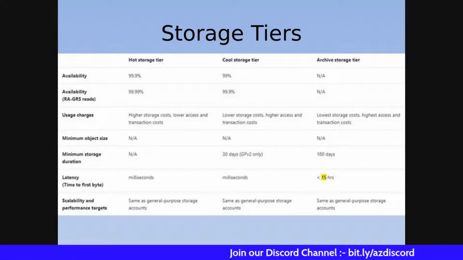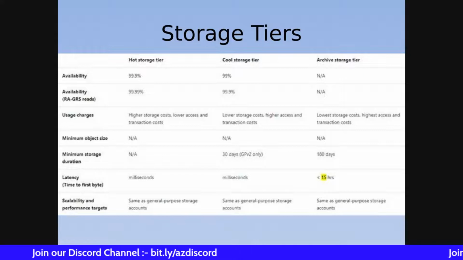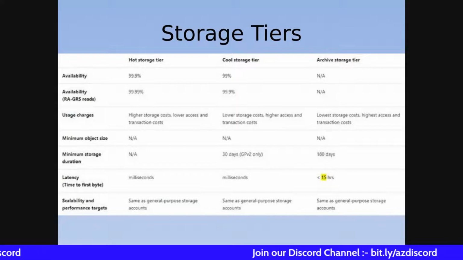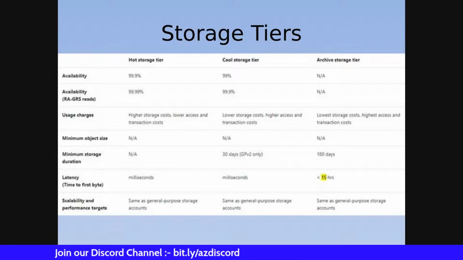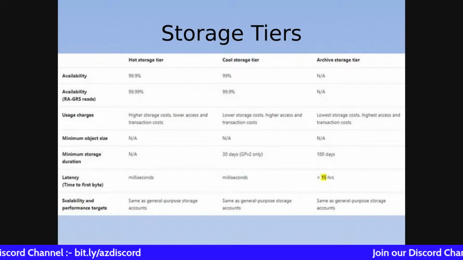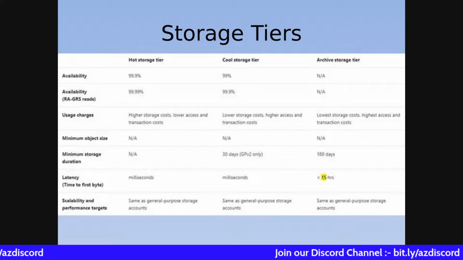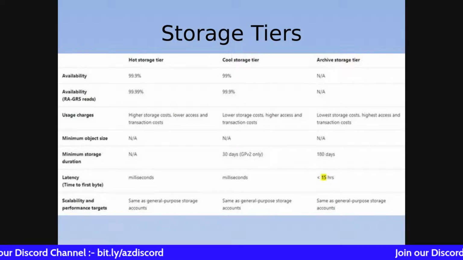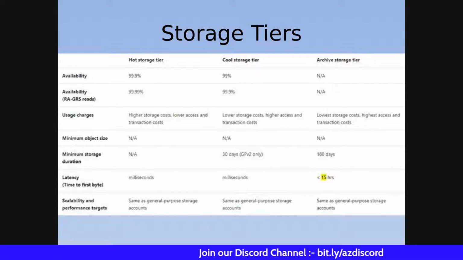Coming to hot, cool, and archive: archive has the lowest storage cost, but the access and transition costs are very high. The cool tier has lower storage costs and higher access costs, with a minimum storage duration of 30 days. Hot storage has 99.9% availability, higher storage costs and lower access costs. These are the storage tiers.